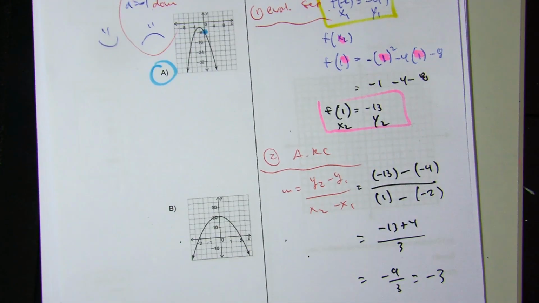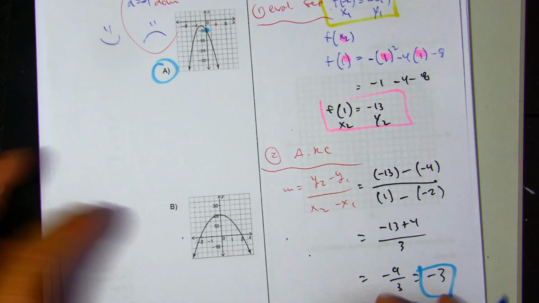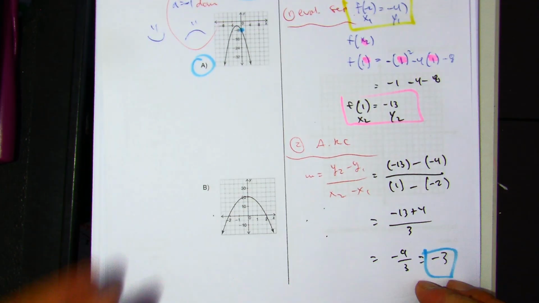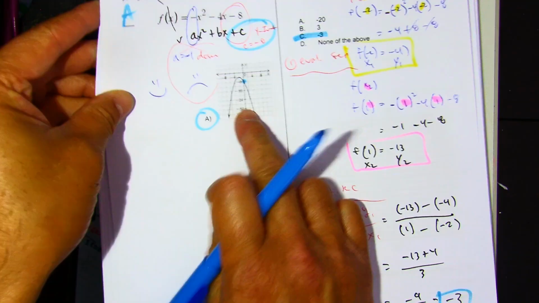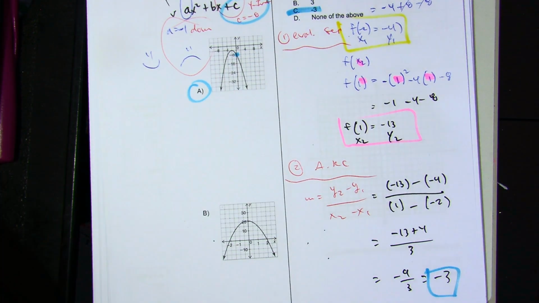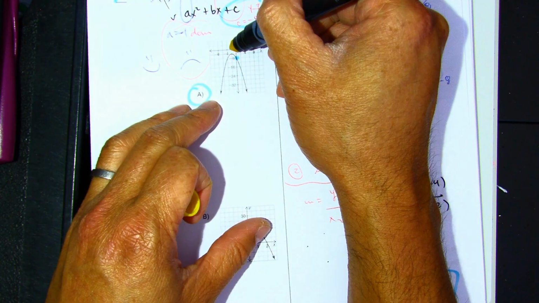And the cool thing about this problem is you already have this graph on here. So I just want to show you really quickly. Negative 2, negative 4. It's hard to see, but that's like the yellow. And the pink was 1, negative 13.